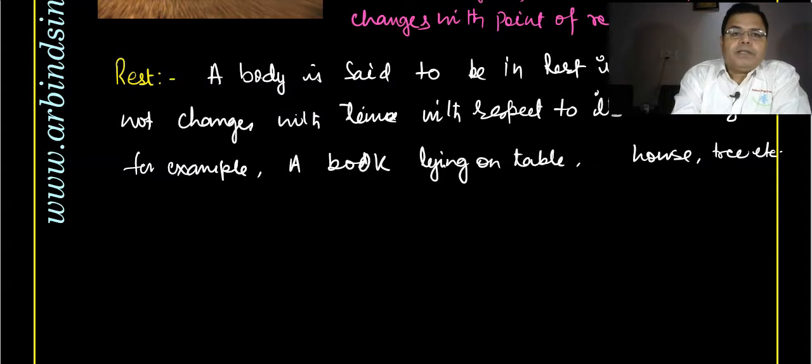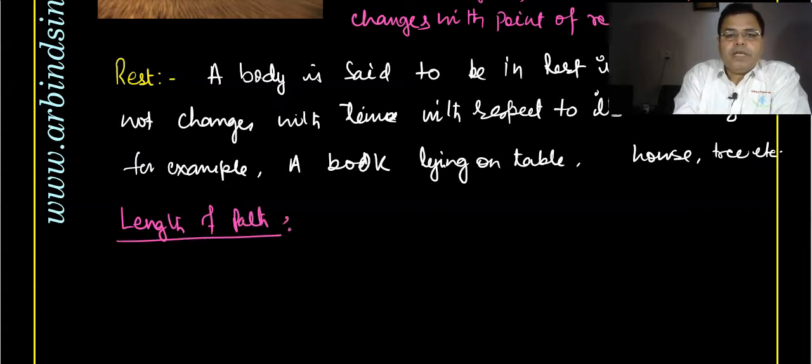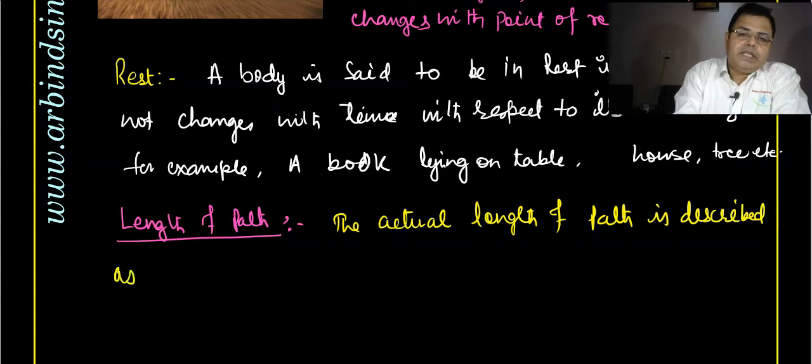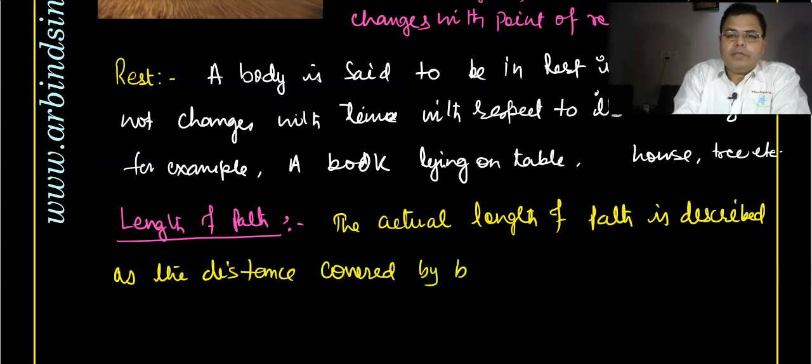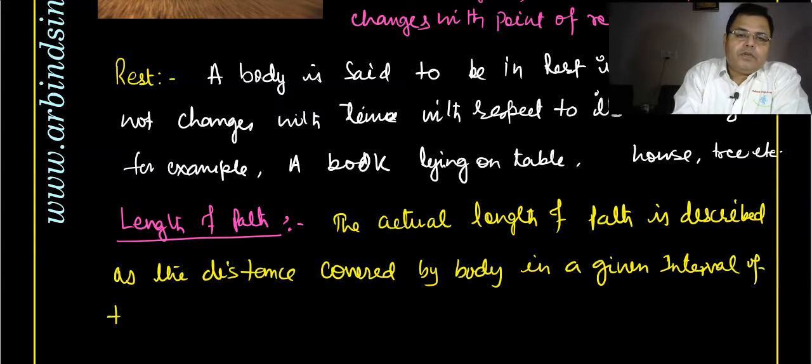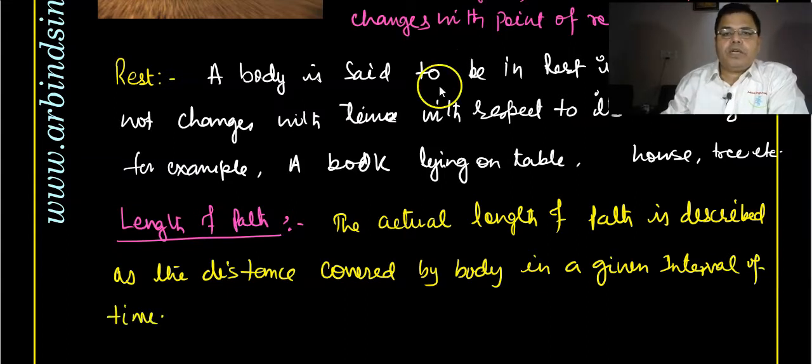Now the path, the length of path. When a body is in motion, then there is a length of path. What is the length of path? So the length of path is described as distance. The actual length of path is described as the distance covered by the body in a given interval of time. It will be better to write here, given interval of time, right? So this is the distance. So we can say distance is the total path length.